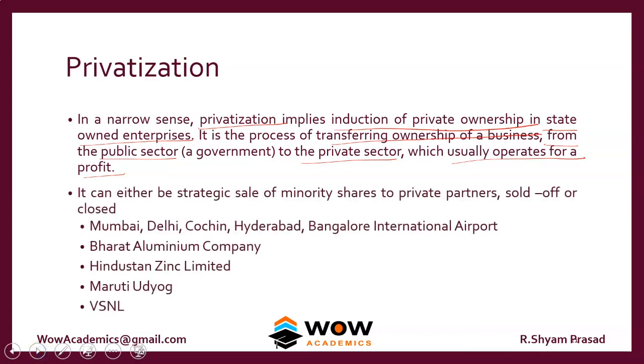So examples are most of the big airports in a country, which are privatized. Bharat Aluminum Company, Hindustan Zinc, even the Maruti Suzuki Company, VSNL, all these companies are privatized companies where the ownership of the government is quite less and the private participation is quite high.